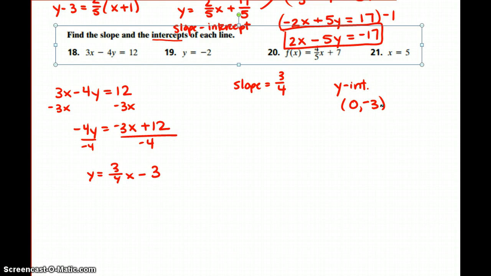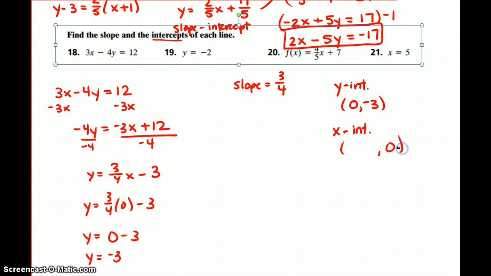And I just want to show you the algebra for that. If I substitute in 0 for x, this whole thing becomes 0. So I just have 0 minus 3, which is why it is negative 3. To find my x-intercept, again, when we defined this on the board, you have to plug in 0 for y. That one's a little bit more complicated. 0 equals 3/4 x minus 3. So you have to solve for x.